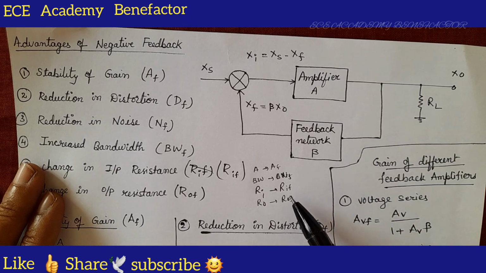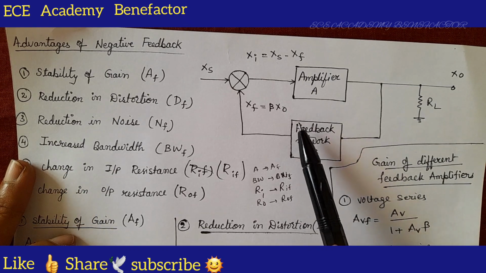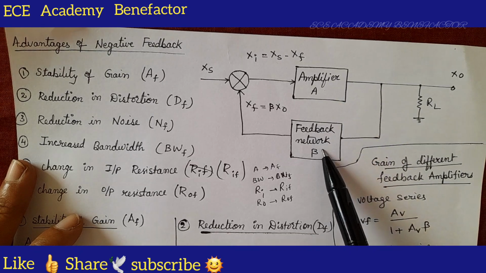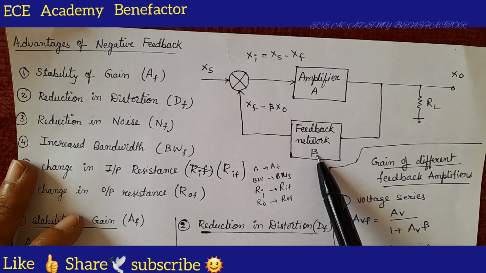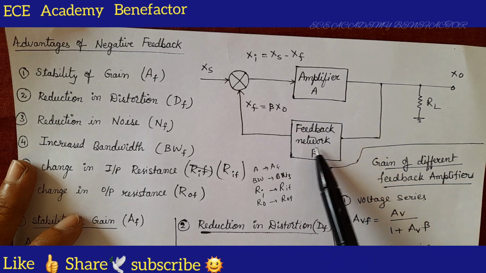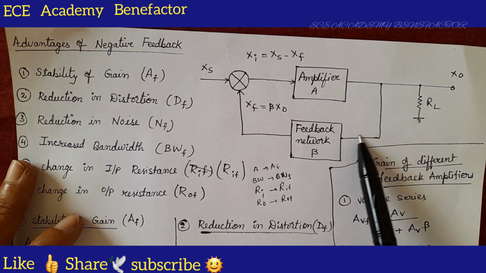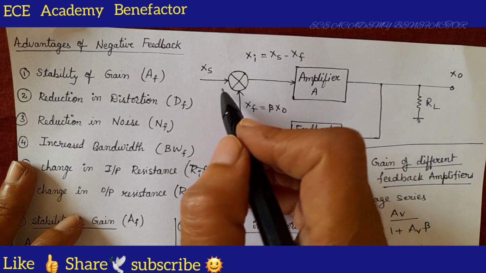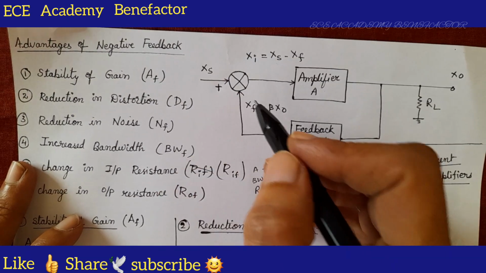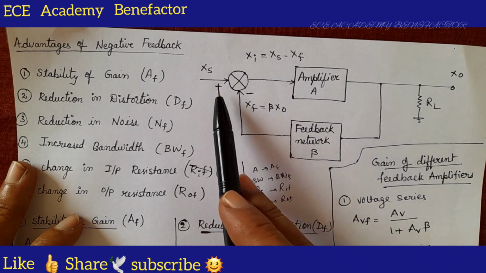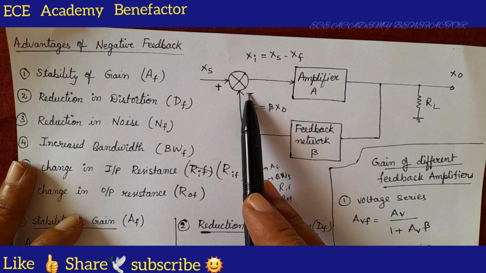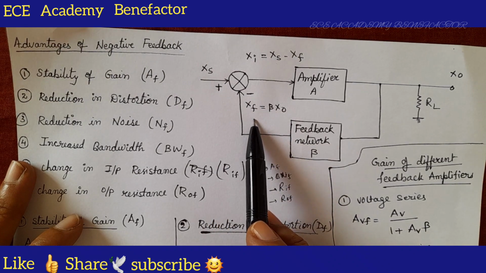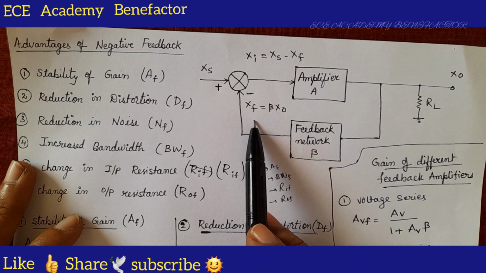F indicates with feedback, and this is the block diagram of negative feedback. An amplifier of gain A and a feedback network of ratio beta are connected in this manner, in which the feedback network will take a part of output and will give it to the input mixer in opposite phase. If the input signal is represented by plus, XF will be minus. So, when the feedback signal is in opposite phase with the incoming input signal, it is known as negative feedback. Negative feedback is used in amplifiers.